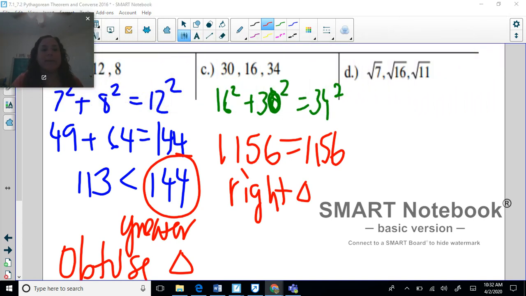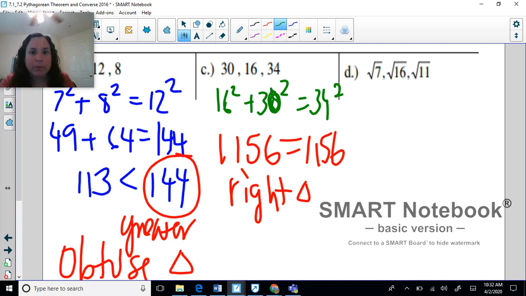Now let's take a look at letter D. Letter D, same process, except that now we have square roots that we're plugging into the Pythagorean theorem. Don't be afraid of that. It's super simple to simplify. I'm going to show you. All right, so in this case, what is the A? What is the B? What is the C? You have to use your common sense. The square root of 16 is actually equal to the number 4, which means that it's going to be greater than the square root of 11 and the square root of 7, because the square root of 11 is going to give you a smaller value than 4, and the square root of 7 is definitely going to give you a smaller value than 4.